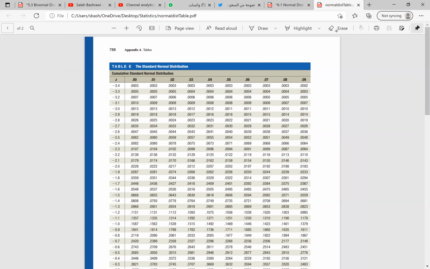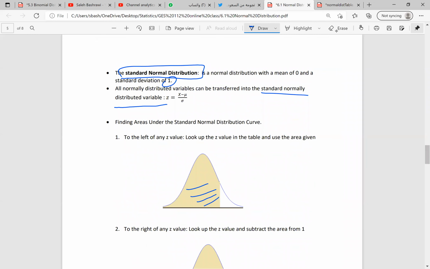We have a table already calculated for the normal distribution, where we have z and all the areas under the curve for any value of z from minus 3.4 up to plus 3.4. This value gives the area under the curve to the left of z. So if we need to find the area under the curve to the left of any z value, just go to the normal distribution table and look for z, and the given value will be the area under the curve.